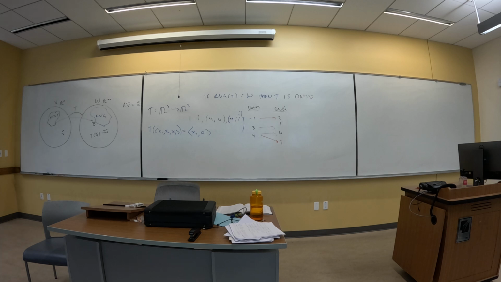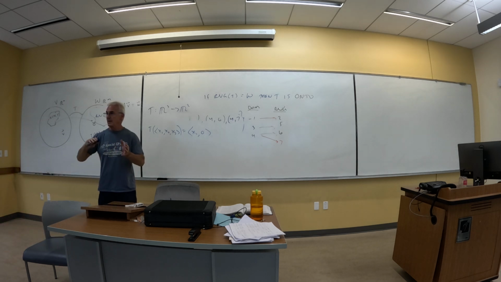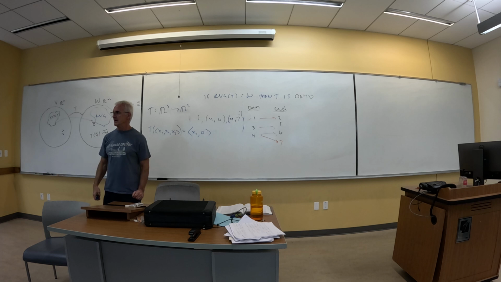Bigger to smaller cannot be one-to-one. Smaller to bigger can't be onto. I can't take points on the XY plane and generate all three dimensions. It's not going to work. I can only generate a two-dimensional subspace in R3. So that has something to do with rank, doesn't it?